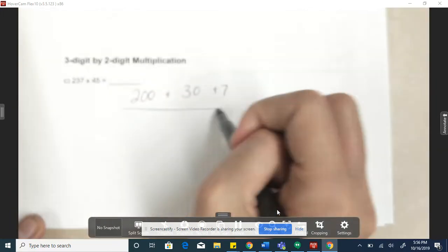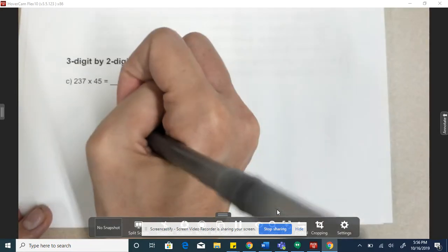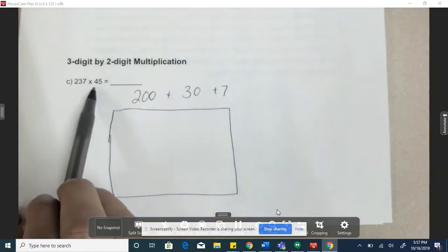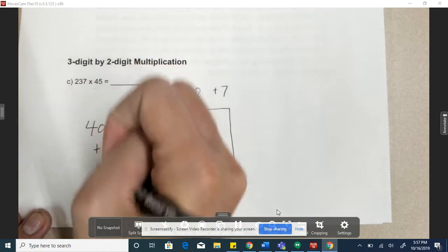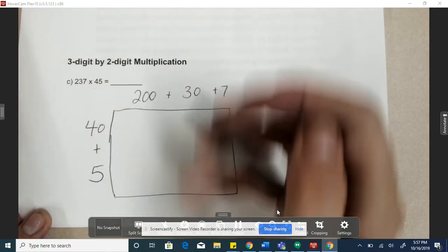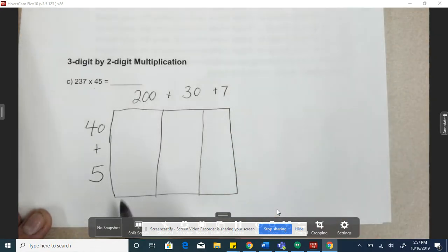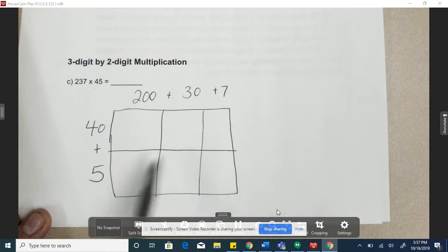We're going to draw our rectangle underneath, making sure it's deep enough to add two numbers in expanded form down here. Now we're going to write 45 in expanded form. We have 40 plus 5. Wherever there's an addition sign, we're going to break apart our rectangle or square. So now we have 6 rectangles. That's going to make up our entire whole.